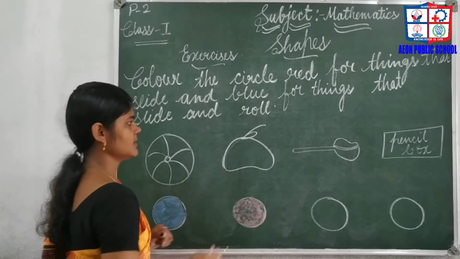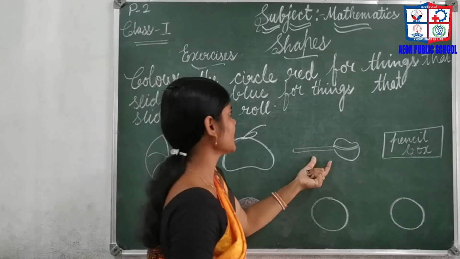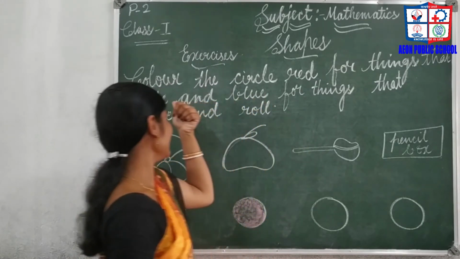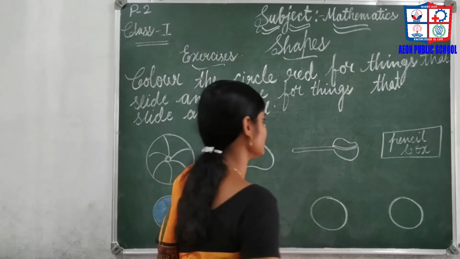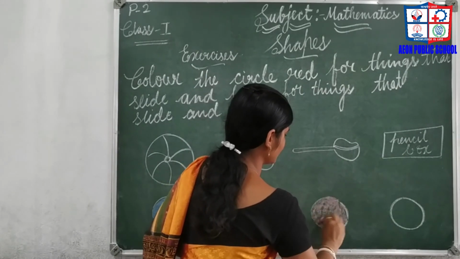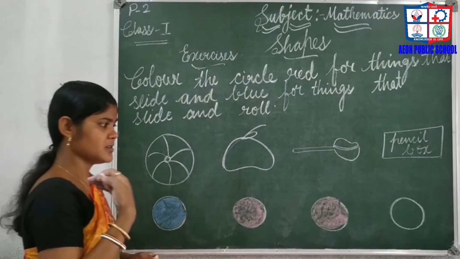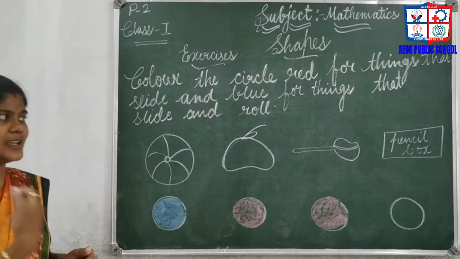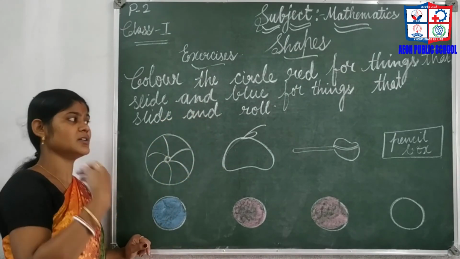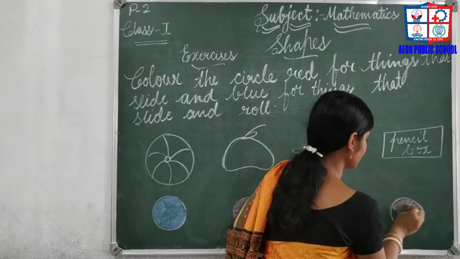Only red. Then this is spoon. See here. The spoon, does it slide or roll? It slides. So obviously it is red. Then pencil box. If you give some force to that, it will slide or it will roll? Obviously it will slide. So it is also red.